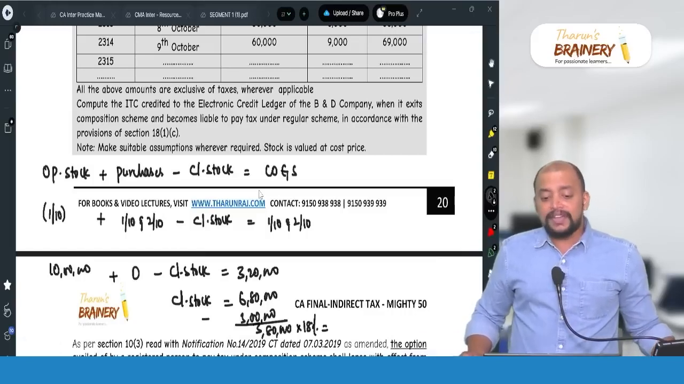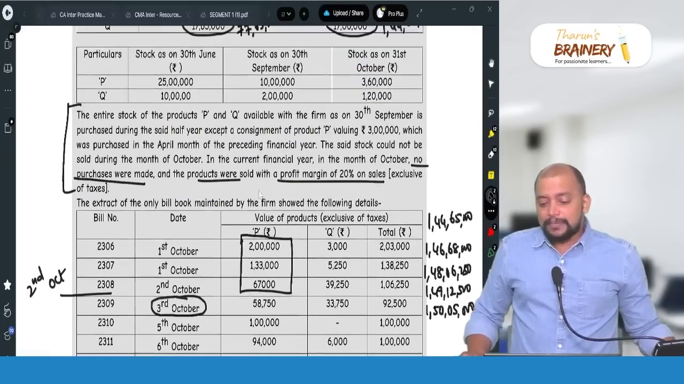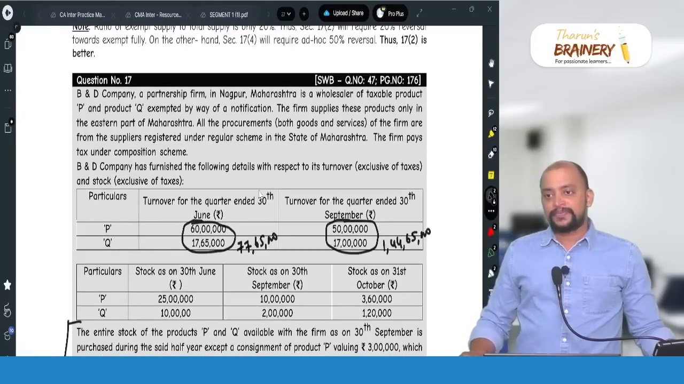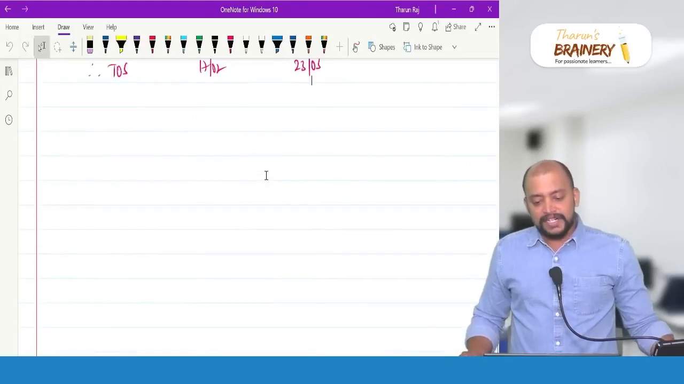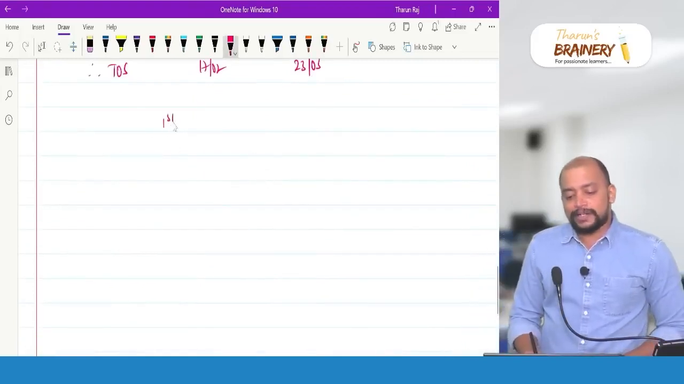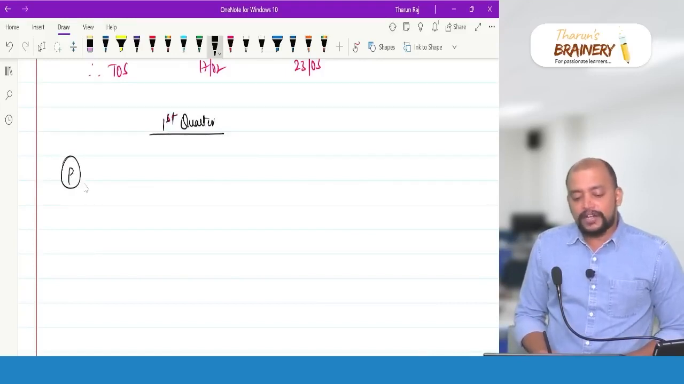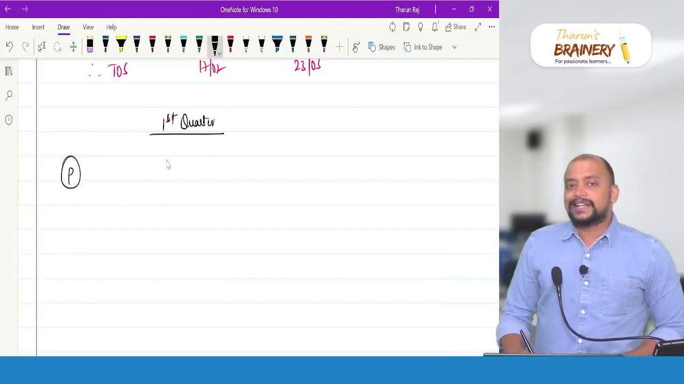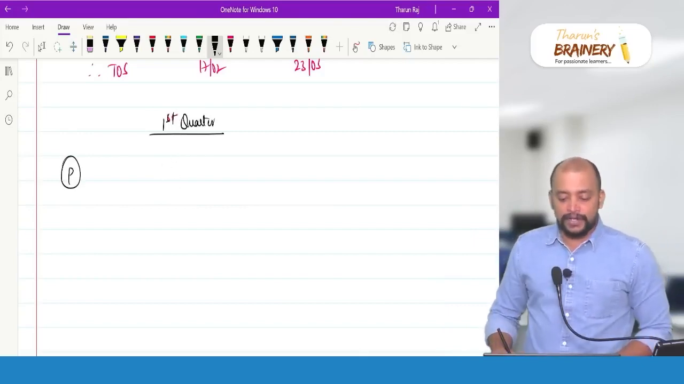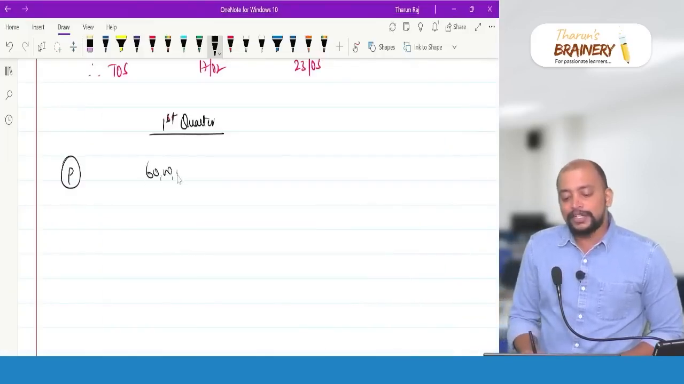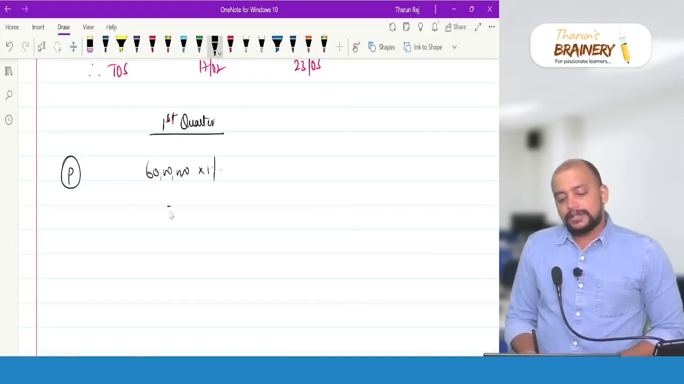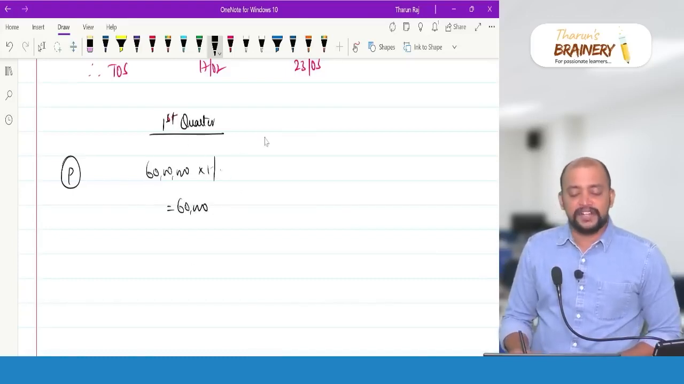Now suppose they give a question, compute the GST payable under composition scheme for the same question. What will happen? First, we need to take for the first quarter. For the first quarter, only with respect to product P, not with respect to product Q, because being a trader, they need to pay GST only on taxable turnover. For product P, what is the turnover? 60 lakhs. So therefore, 60 lakhs into 1%. So that is 60,000 is the GST liability for first quarter.